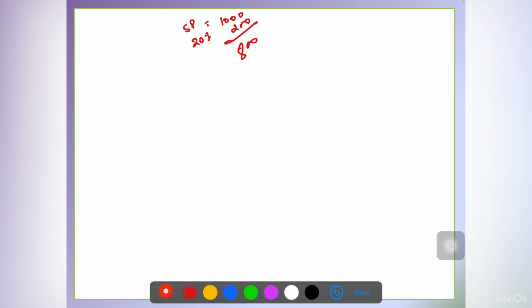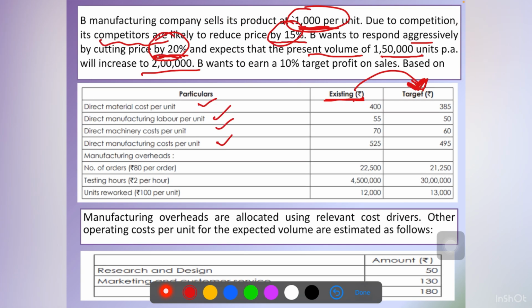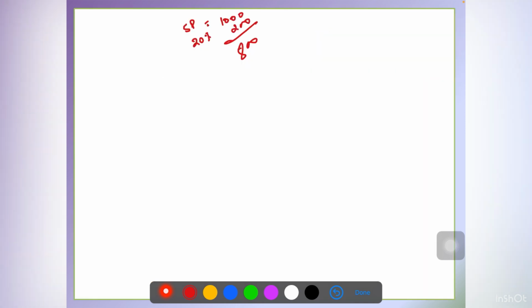Right? Further, what is given in the question? It is saying that the company wants to earn at least 10% target profits on its sale. Now, if the selling price is 800 and 10% is the profit margin, what will be the cost? Target cost will be 720 rupees.